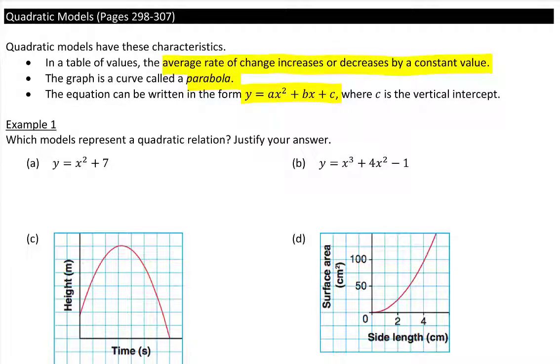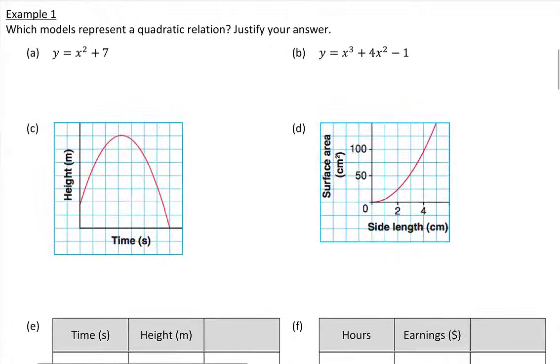So you should be able to identify a quadratic model by its table of values, by its graph, or by its equation. So example 1. Which model represents a quadratic relation? Justify your answer.